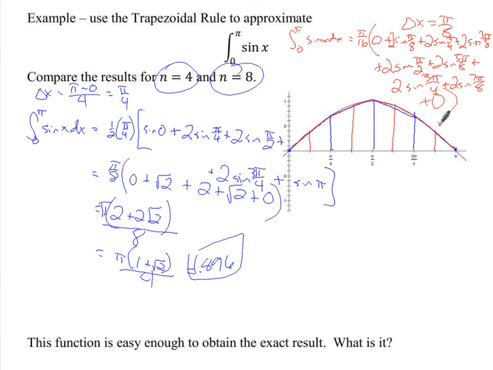Because sine pi is 0. Enter all of that stuff into your calculator at one time. That way you're only rounding once. When you take the AP exam, that is what they're going to expect you to do. So be careful about that. This isn't that bad.